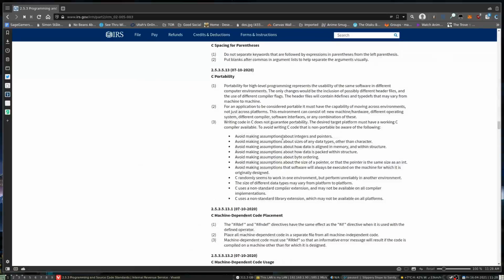Let's see. For high-level programming, usability of the same software in different environments. Only changes would be the inclusion of possibly different header files, use of different compiler flags, blah blah blah. Must have capability of moving across blah blah, not just blah blah. New machine hardware, blah blah. Operating system, blah blah blah. Writing code in C does not guarantee portability. Of course not.